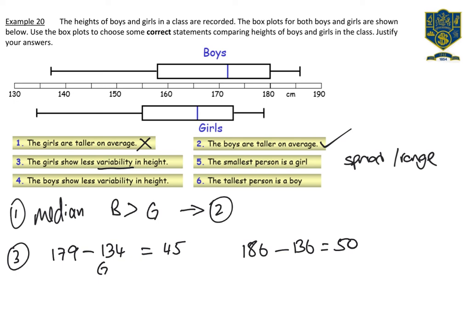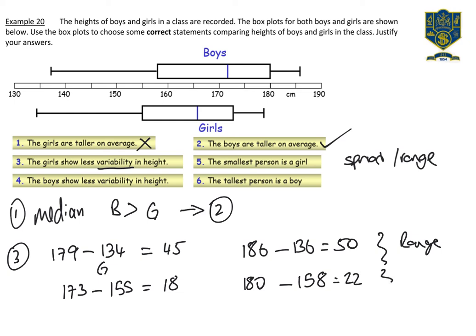We could also compare the interquartile range. For the girls, we've got 173 maybe for the upper quartile, and the lower quartile is 155. So that's an interquartile range of 18, whereas for the boys, we've got 180 down to 158, which is a range of 22. So again, we can see that the boys' interquartile range is also bigger than the girls'. So the girls do show less variability in height. So 3 is right and 4 is wrong.